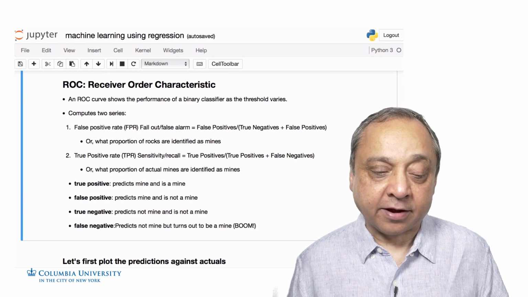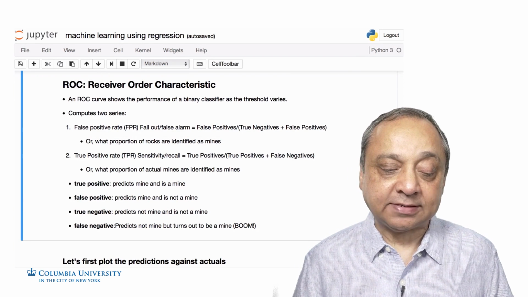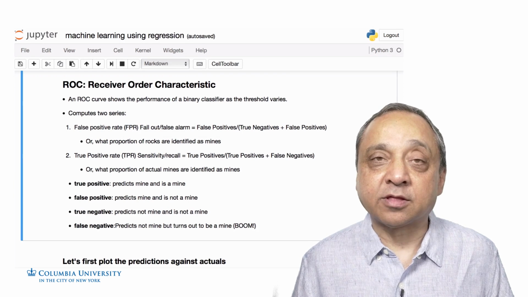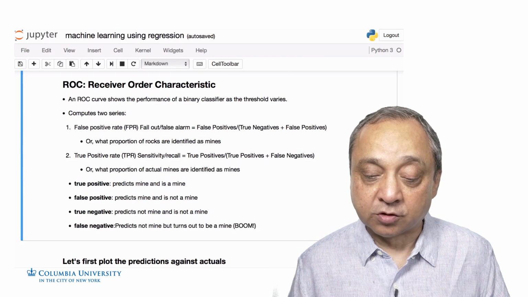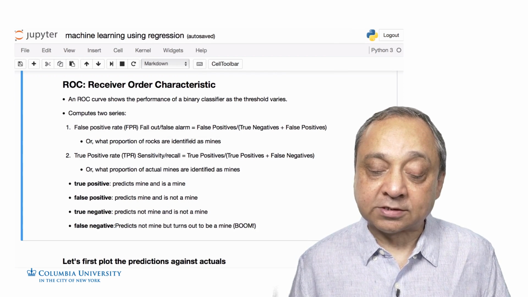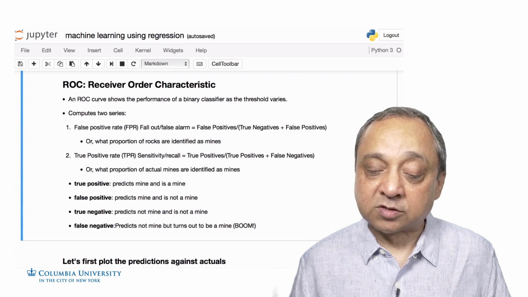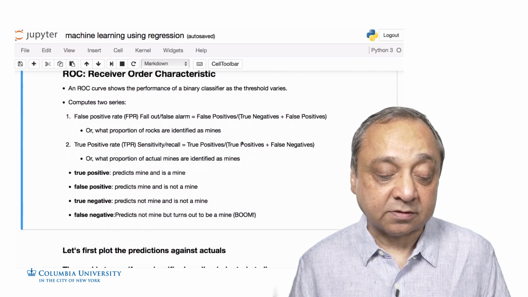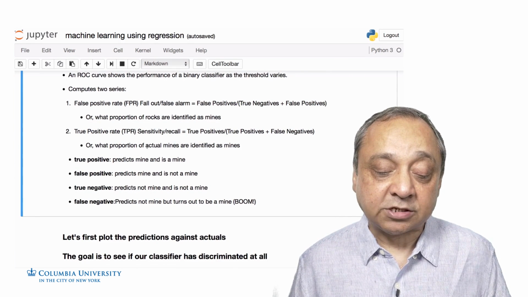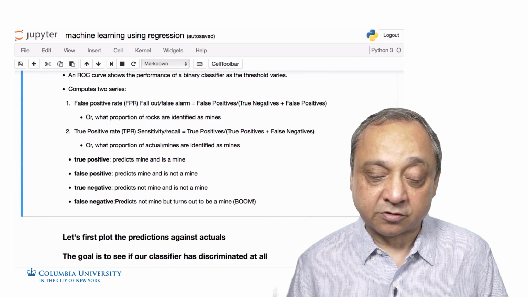So in the receiver operating characteristic, we compute two series: a false positive rate series on different thresholds, which we saw is the proportion of rocks that are falsely recognized as mines when they're not, that's false positives divided by true negatives plus false positives. And a true positive rate, which tells us what proportion of actual mines, the same as recall, are identified as mines.